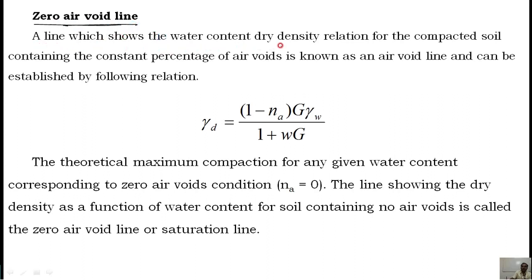The line which shows the water content dry density relation for the compacted soil containing a constant percentage of air voids is known as the air void line, and that can be established by following this relation. Theoretical maximum compaction of any given soil at a given water content corresponds to the zero air voids condition. When you put Na equal to 0, you will get the theoretical maximum dry density line. The line showing the dry density as a function of water content for soil containing no air voids is called the zero air void line or saturation line. That is very important. Therefore, we are going to do this zero air void line.